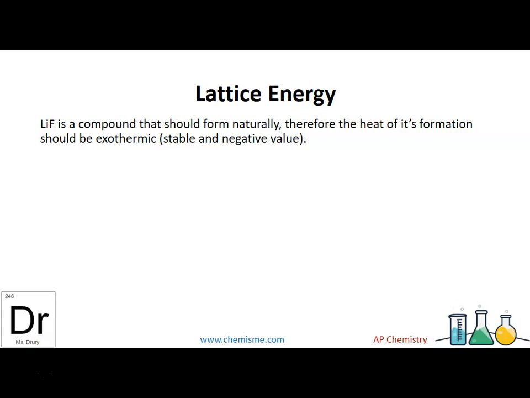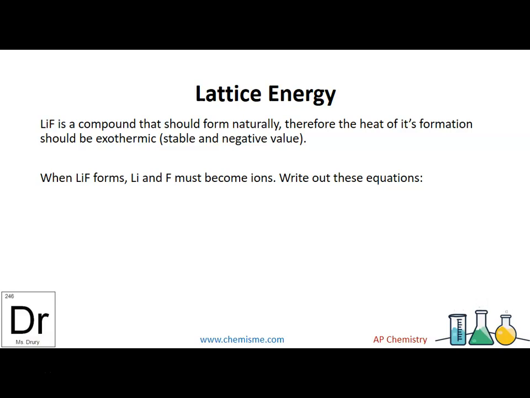Let's talk about one particular ionic compound, lithium fluoride, that should form naturally because lithium should want to lose its valence electron and fluorine should want to gain an electron, and therefore it should be a perfect, nice plus-minus pair. Therefore, we consider the heat should be exothermic, stable, and release its energy as a negative value. So let's look at what happens when lithium fluoride forms. The lithium and the fluorine have to become ions.